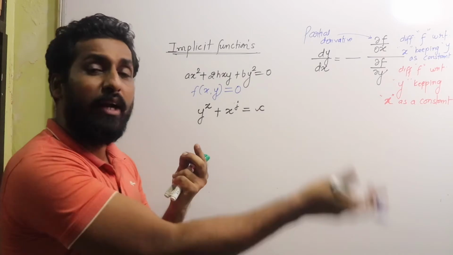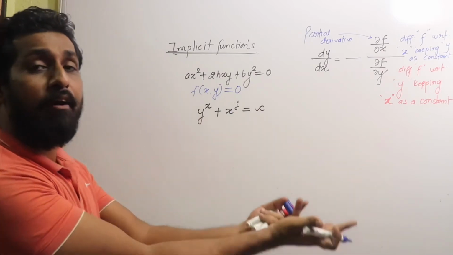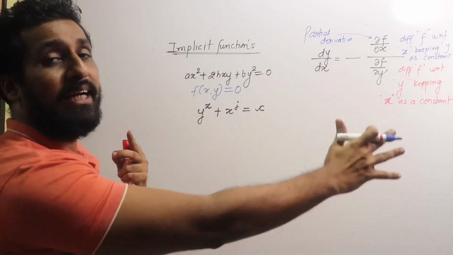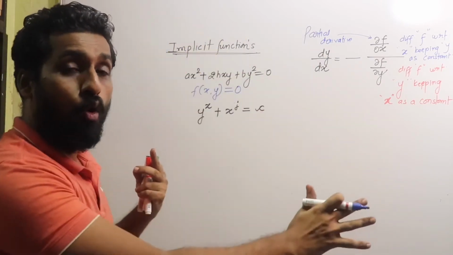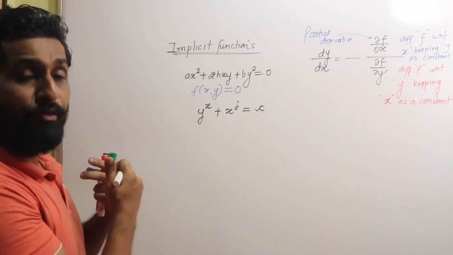Every term of x, every term of y, whatever is present, you take all the terms along with the constant, everything on the left, and keep the right hand side empty. Keep 0 over there. So here it is already in that format. All terms of x and y are on the left and the right is 0.